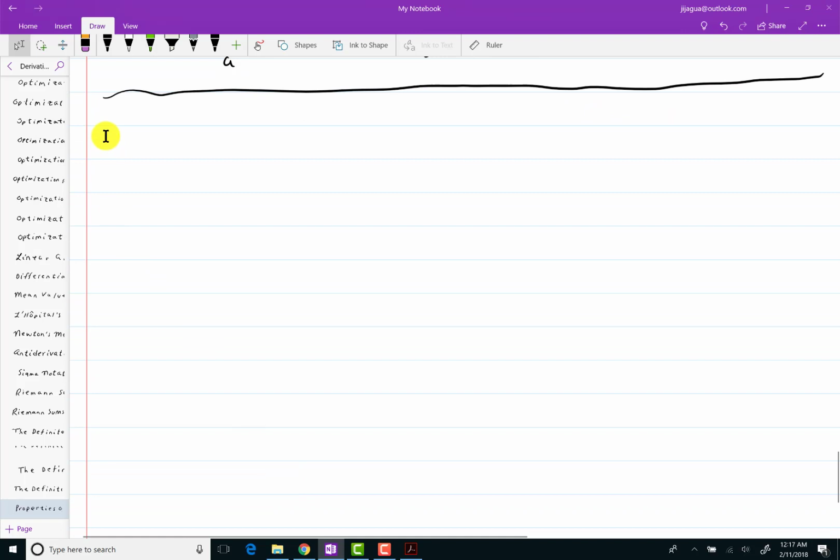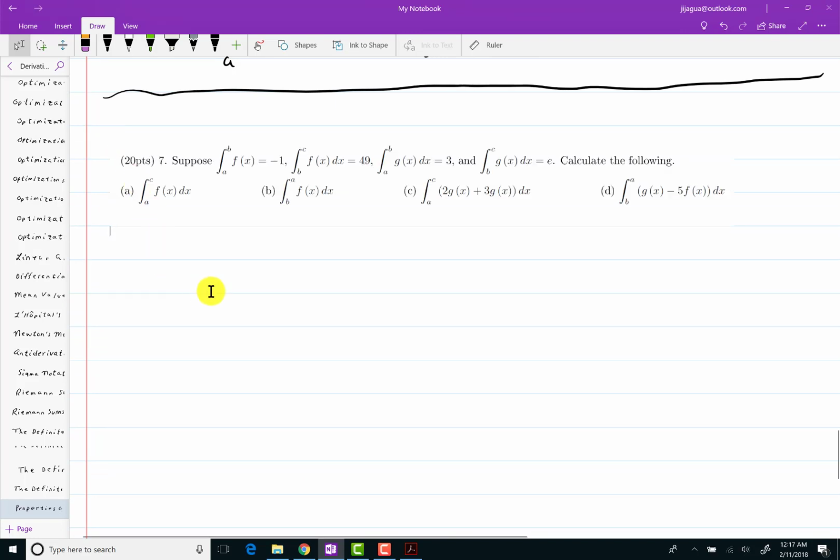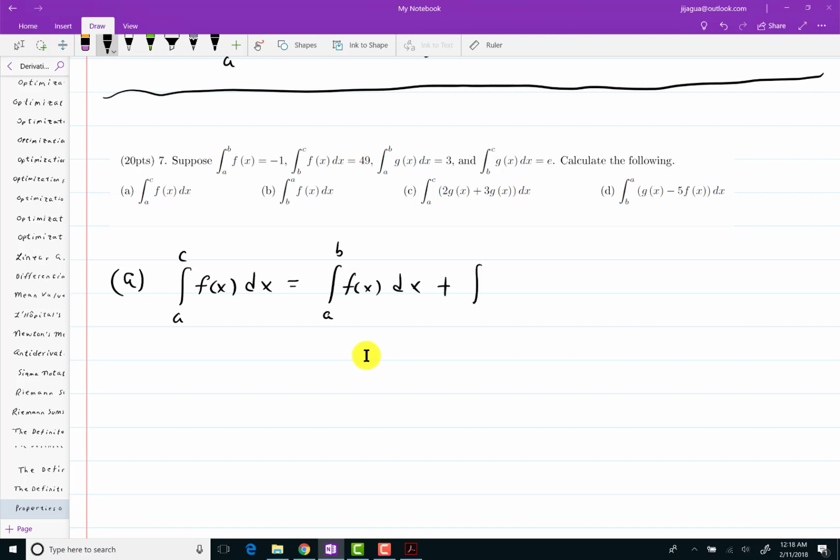Here is another test question. And what I have here is I'm giving you the values of various definite integrals, and from these you're to calculate other values of definite integrals. So let me go ahead and start with f of x, part A. The integral from a to c of f of x dx. Well, since I have an a to b and then a b to c, I can rewrite this as the integral from a to b, f of x dx, plus the integral from b to c, f of x dx.